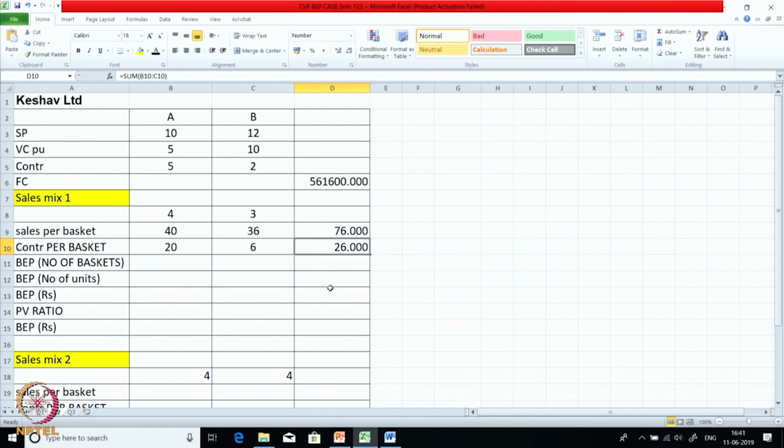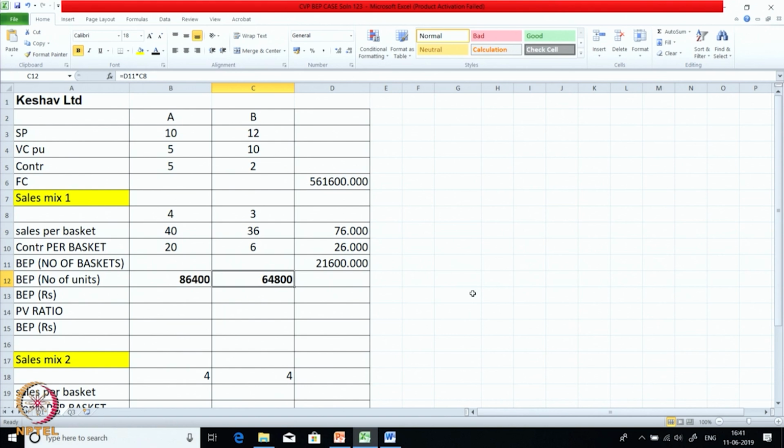Now how will you compute BEP? First of all we want to recover 561,600. So FC upon contribution per unit. Only thing is, instead of taking 1 unit, it is being sold together as a mix, as a basket. So 561,600 upon 26, BEP in terms of number of baskets comes to 21,600. If we go unit wise, 21,600 into 4, that is 86,400 of A's and 64,800 of B's.